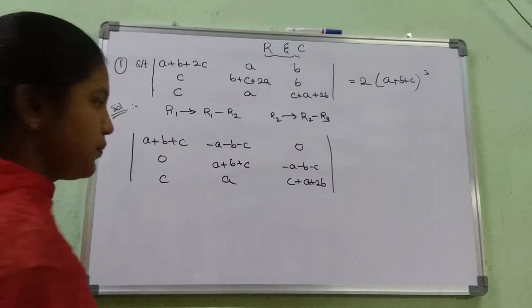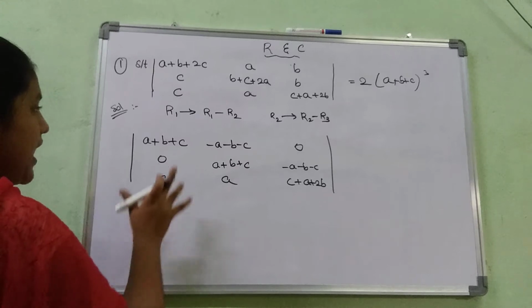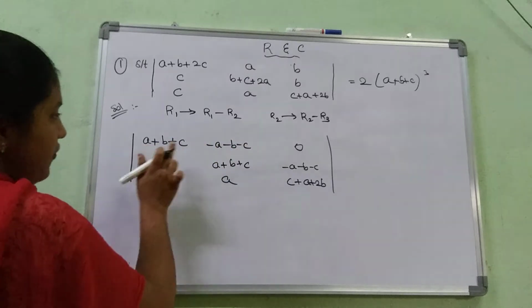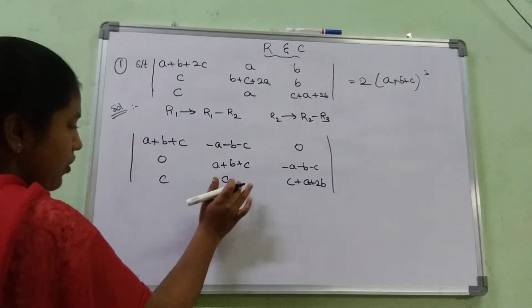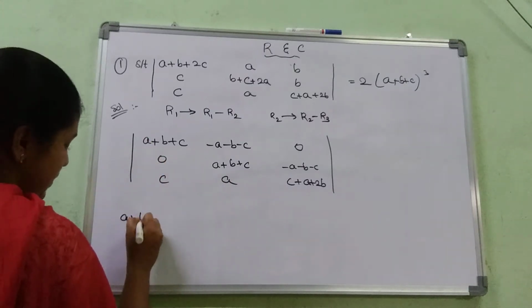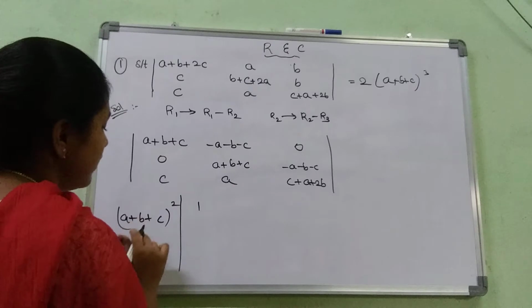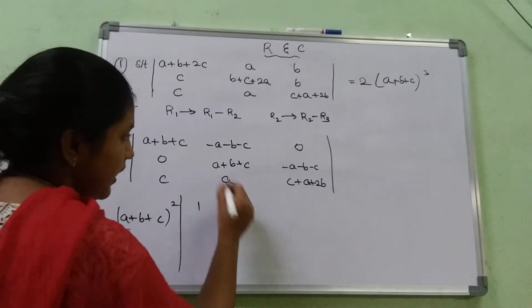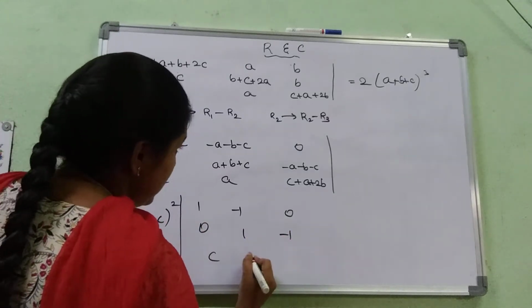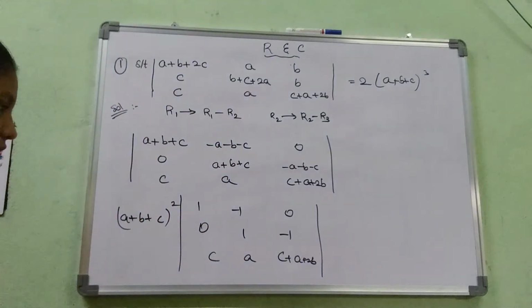Now we can discuss the next step. The next step is, I am taking a plus b plus c out from the first row, and from the second row also I am taking out a plus b plus c. Therefore a plus b plus c into a plus b plus c gives a plus b plus c whole square. Here 1, a plus b plus c into minus 1 gives minus a minus b minus c, 0 0, 1 minus 1. Here c, a, c plus a plus 2b. Till here you have understood, I think so.